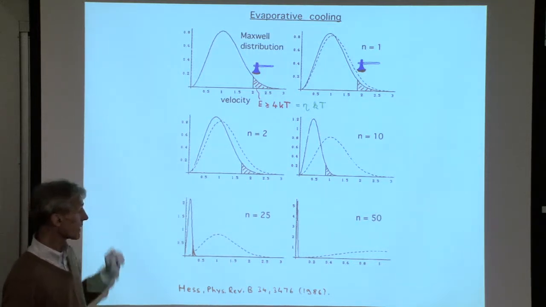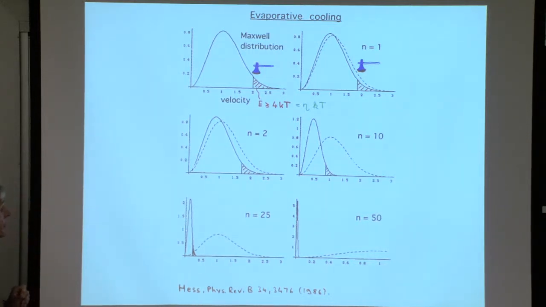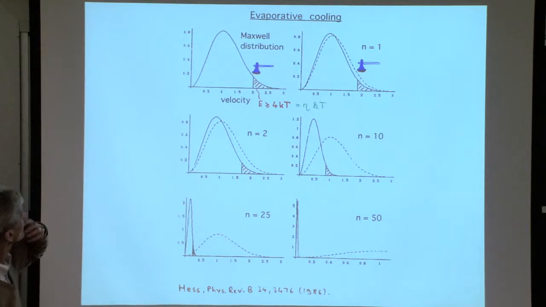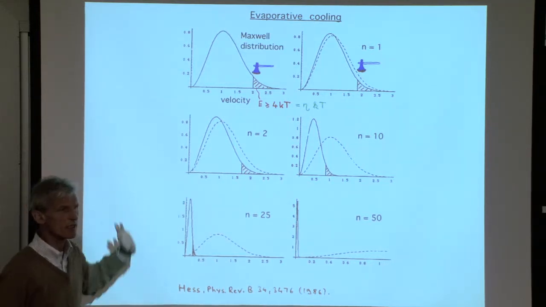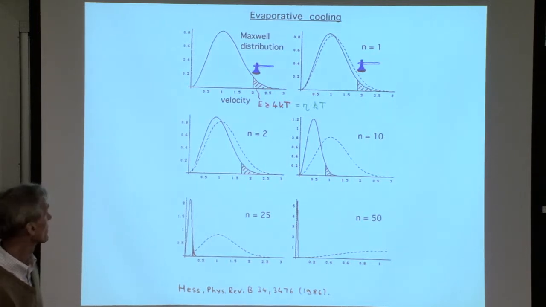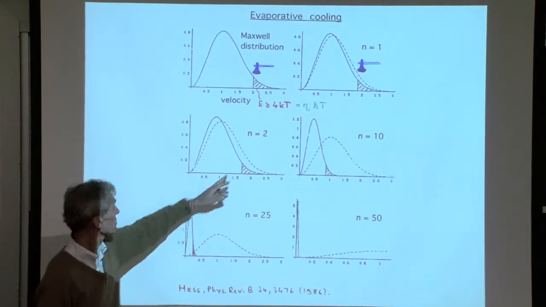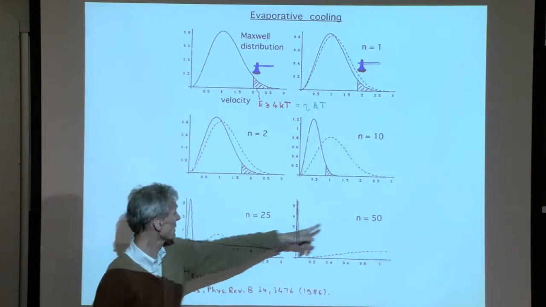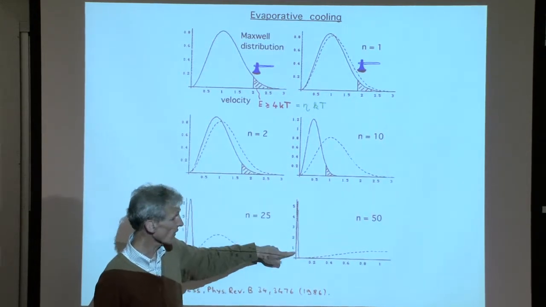Of course, the atom number also drops rapidly. Actually, did I? I forget what the normalization here is in the plot. What is N? N is the number of steps. So after 25 removals of the high energy tail, I'm here, and after 50, I have a very, very narrow distribution.